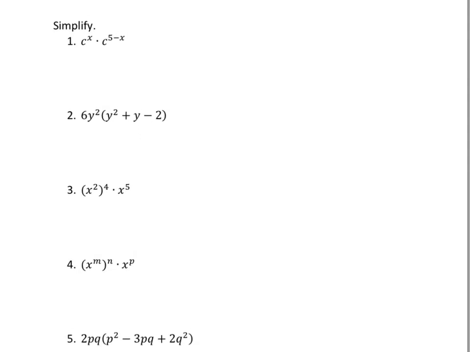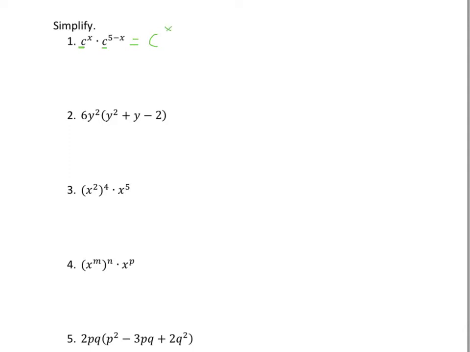Okay, so we have to simplify this. We've got c to the x times c to the 5 minus x. They've got the same base, right? And you're multiplying them together, so you're going to keep the same base. Now, what do you do with the exponents when you have the same base and you're multiplying? You add the exponents together.